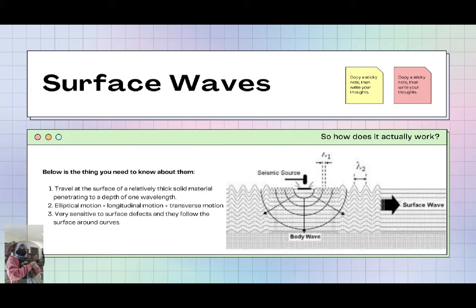This one moves in an elliptical motion, where it is a combination of the longitudinal and transverse. So this surface wave travels at the surface of a solid, penetrating to a depth of one wavelength. It is very sensitive to surface defects and they follow the surface around curves. That's why they are very good in certain areas that are difficult to reach.